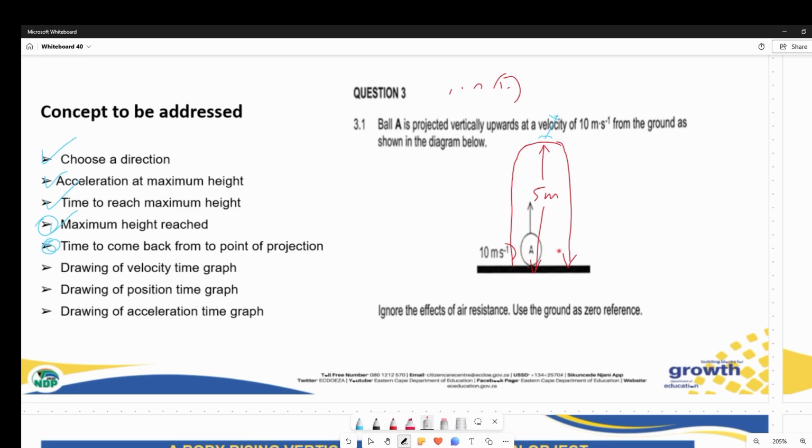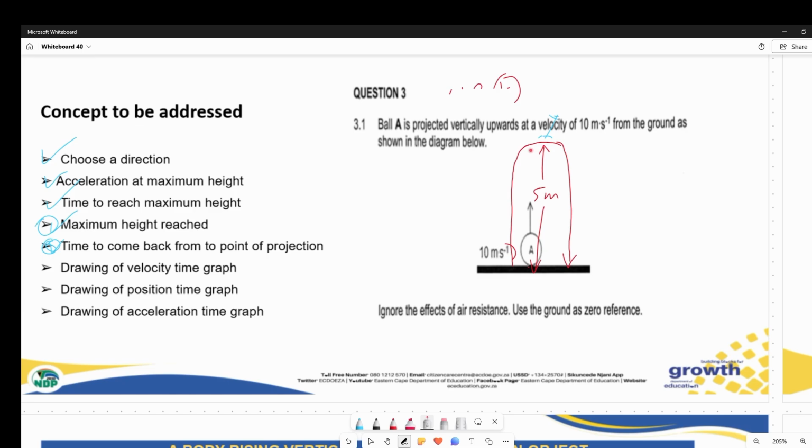That means if you want to know the time for the entire journey, you can calculate the time to maximum height, then multiply that time by 2, and you are going to get the time for the entire journey. So the time to come back from the point of projection is the same as the time it took from the point of projection to the maximum height. It's the same time, the one that we've calculated.